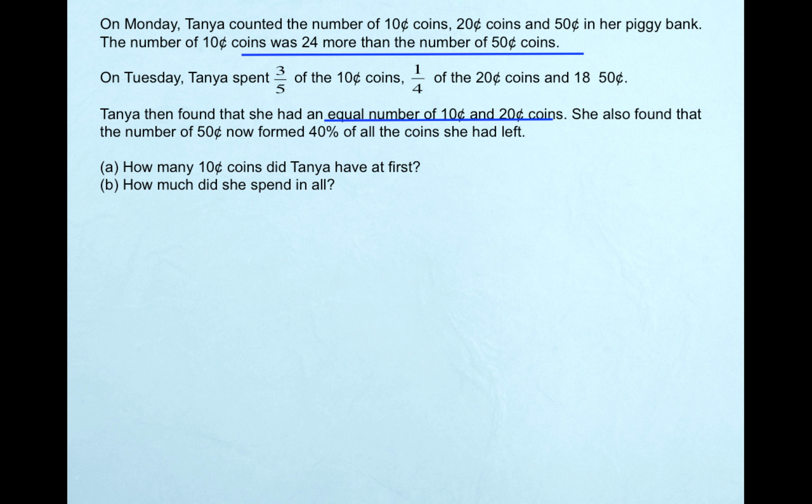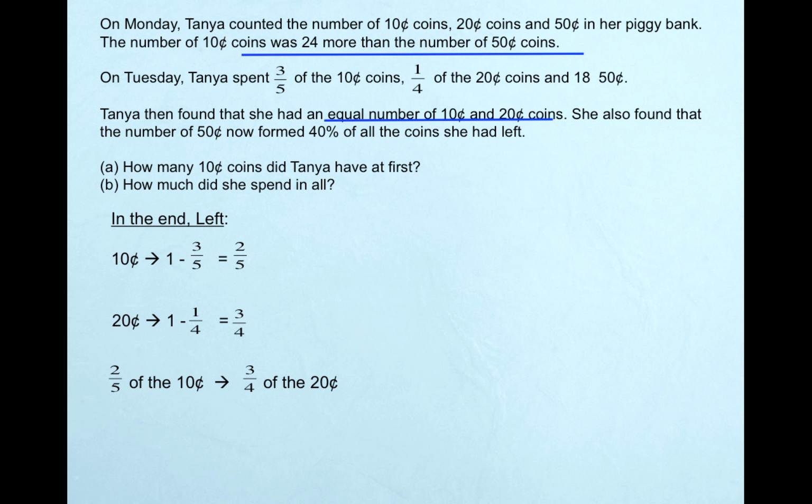So let's find out what fraction of the 10 cent and 20 cent coins was left. In the end, what is left for the 10 cent is 1 minus 3/5, because you spent 3/5 of it, so it's left with 2/5. Likewise, for the 20 cent it is 3/4, because you spent 1/4 of it. Now, this is the important information. She had an equal number of 10 cent and 20 cent coins left. So 2/5 of the 10 cent is equivalent to 3/4 of the 20 cent coins.